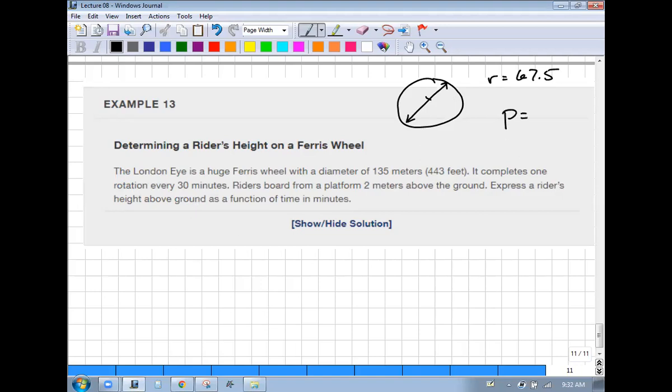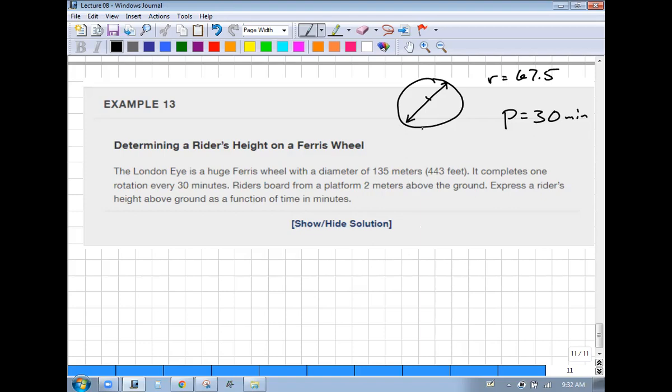So the period here is 30 minutes, okay? Instead of 2 pi, we have to come up with a trig function that has a period of 30 instead of 2 pi. That's not hard. Then they say riders board from a platform 2 meters above the ground.